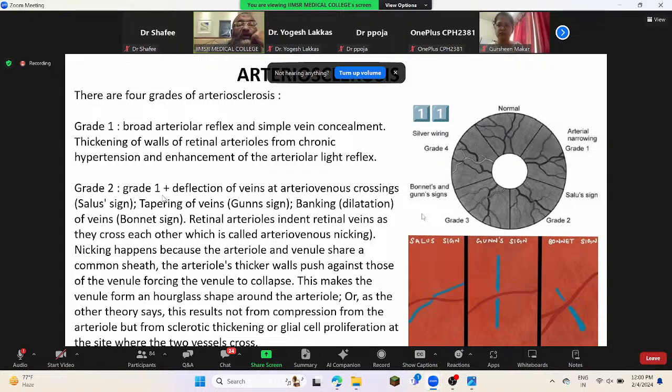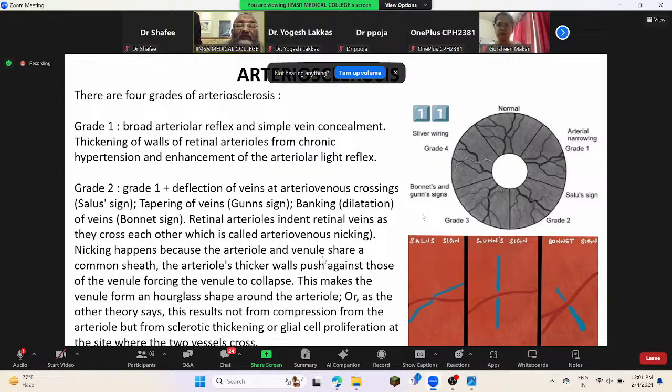In grade 2, there is grade 1 plus deflection of veins at AV crossings, arteriovenous crossings. This is called Salus sign. It is right here, the one below, the most on the left side. The cursor is pointing to the Salus sign. Then comes the tapering of the veins. There is tapering of the veins. This is called the Gunn sign. And there is banking, that is dilatation of the blood vessels. And this is known as Bonnet's sign.